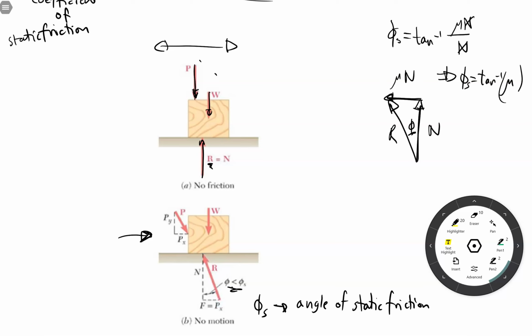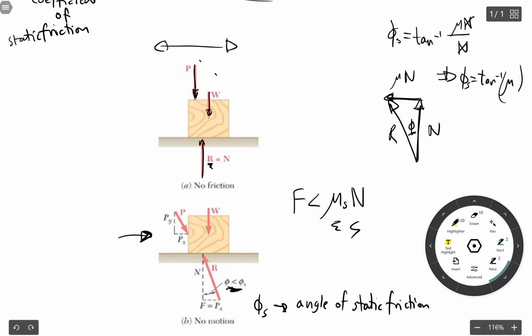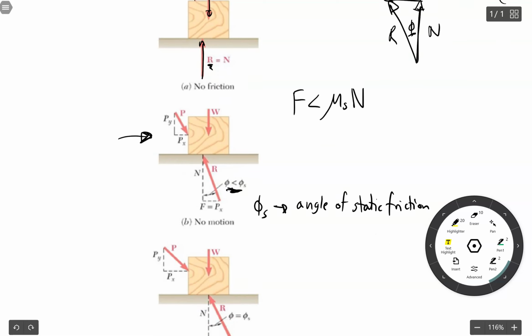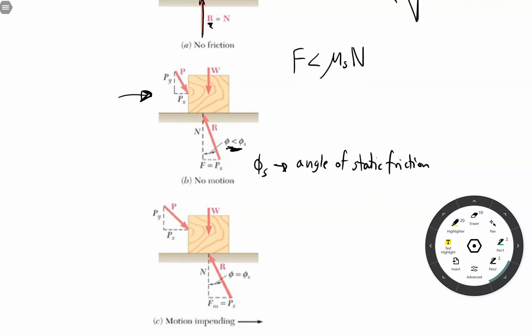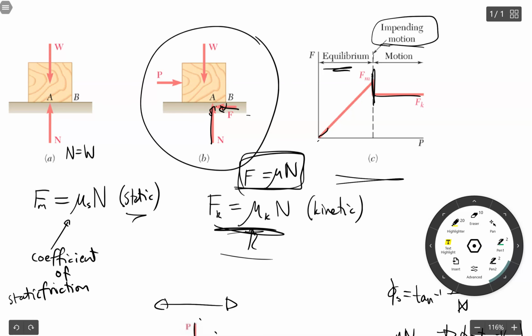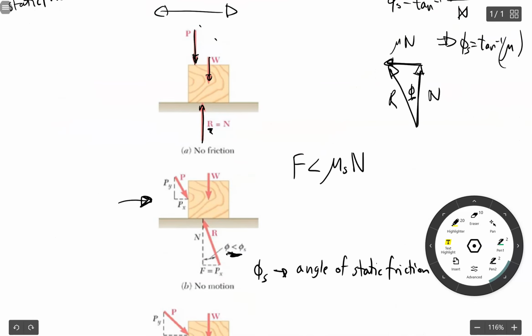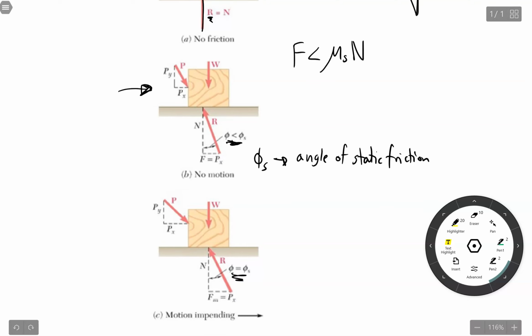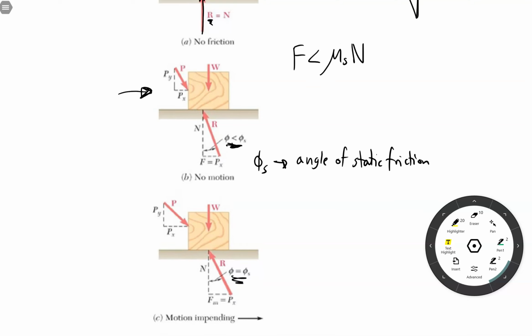Yeah. So if this angle phi is less than phi s, then what that means is that the friction force is less than our coefficient of static friction times our normal force. So what it means is our friction force still has a little bit of room to grow. Yeah. So we're still in that static range. If we're in the situation here where phi is equal to phi s, right? So that means our friction force has actually reached its maximum point. So on our graph, we're right here. That's when we have what we call motion impending. So we're right at the point where it's about to move.